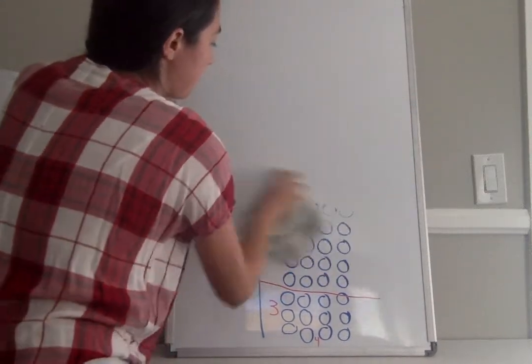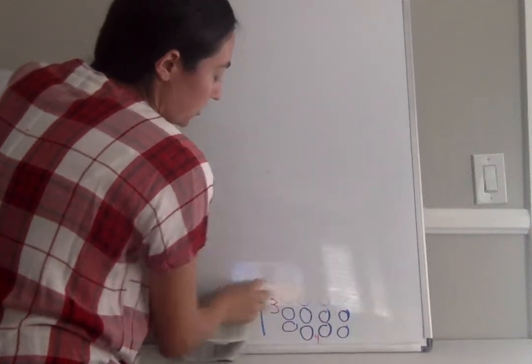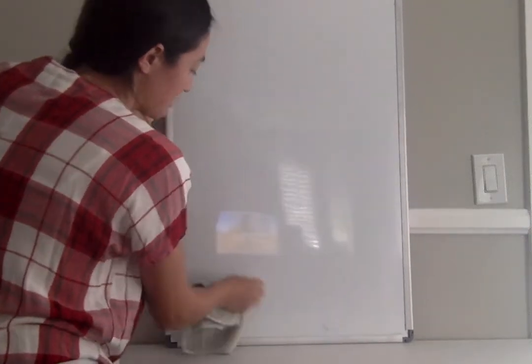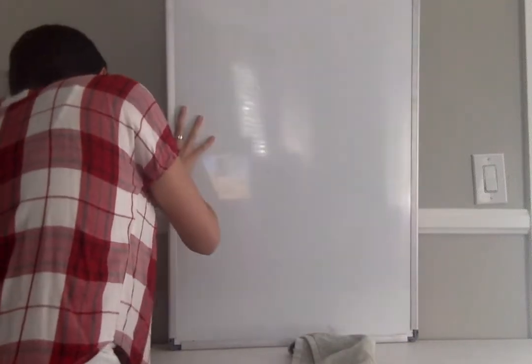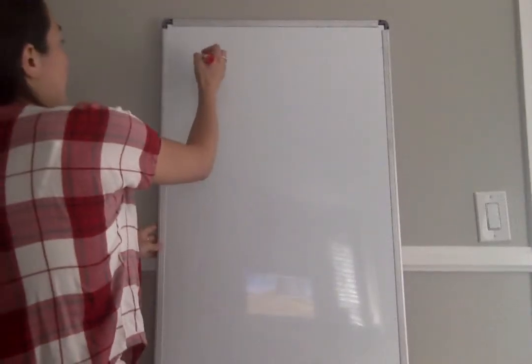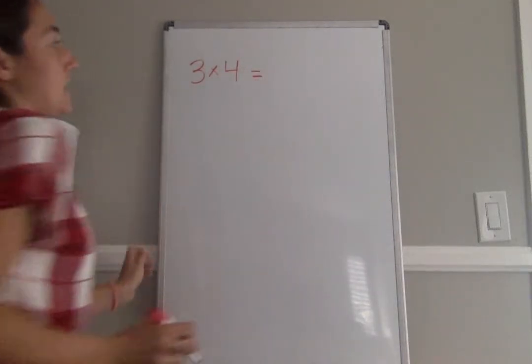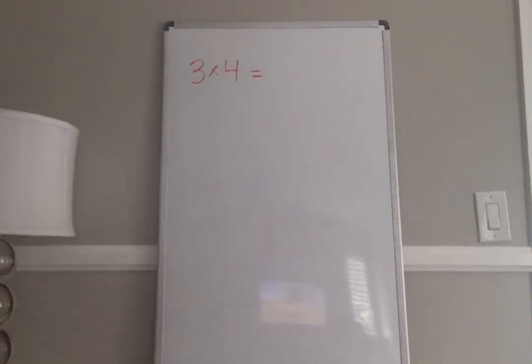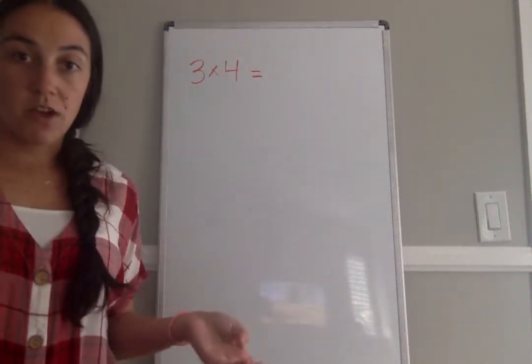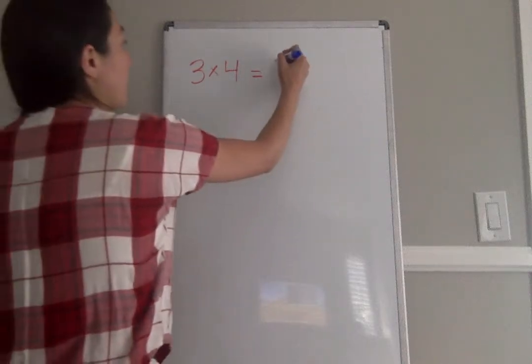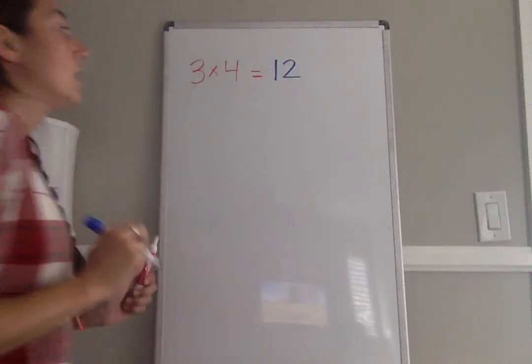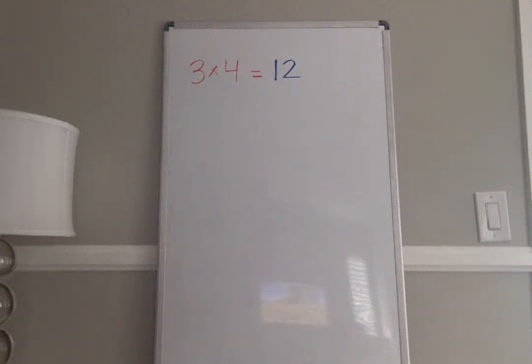Alright, so when we flip multiplication to division, we're doing this to help us divide. So let's say I have 3 times 4, and I need to figure out what that equals. Well, a lot of us could count by 3s or by 4s to figure out that the answer is going to be 12. So I know that 3 times 4 is 12. But now I'd like to turn this into a division problem.